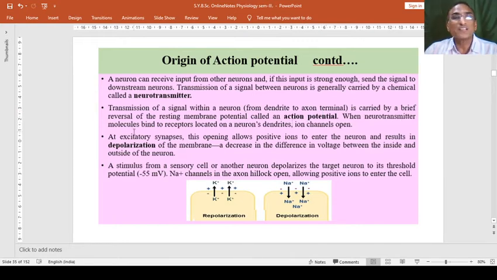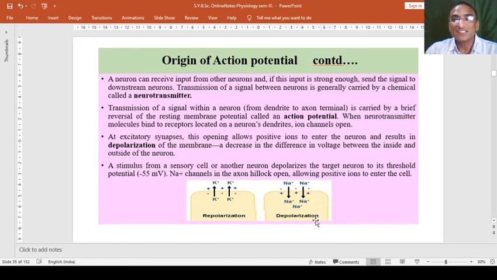When neurotransmitter molecules bind to receptors located on a neuron's dendrites, the ion channels open. Means as soon as the ion channel opens, the ions enter. As soon as hyperpolarization occurs, it stimulates the signal to open the ion channels for potassium, and then potassium moves out. In this way, the excitatory synapse, which forms either on the dendrite or at the axonal endings, allows the positive ions to enter the neuron and results in depolarization.